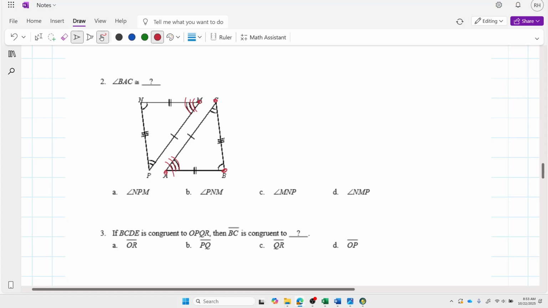But they're using 3 letters to describe the angle. This M has to be in the middle. M must be in the middle of the description of the angle that's congruent to BAC. All right, because angle A is right here. It's the middle letter in the description. Angle M is right here. They both have 3 arc marks. And answer choice D, NMP.